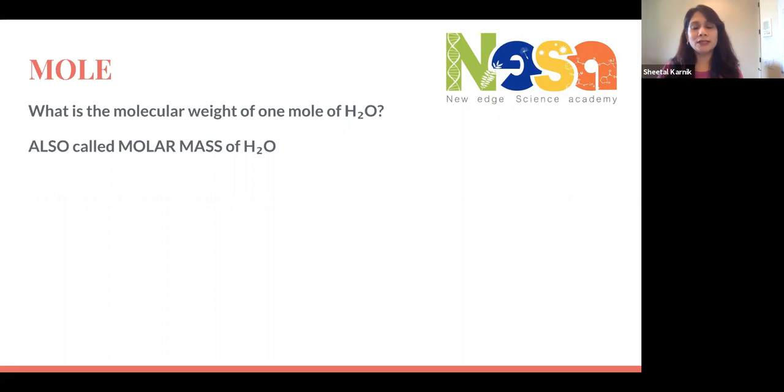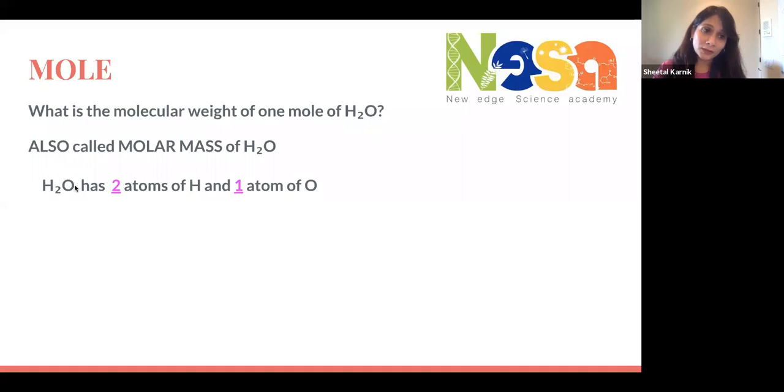Whenever you have questions like this, the first step you want to do is dissect the molecule. See what this molecule is made up of. You will know that in this case, water molecule is made up of 2 atoms of hydrogen and 1 atom of oxygen. How do I know that? Well, here in H2O, I know this subscript 2 is the one right in front of hydrogen, which means that there are 2 of hydrogen and oxygen doesn't have any subscript here, which means that there is only 1 atom of that particular element.